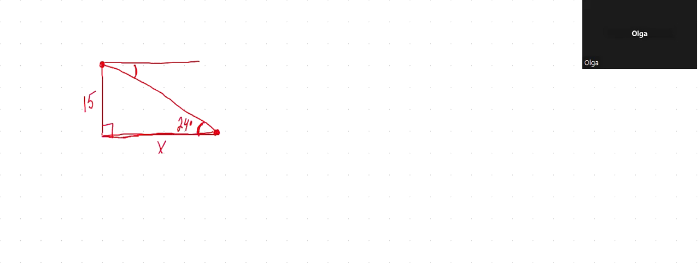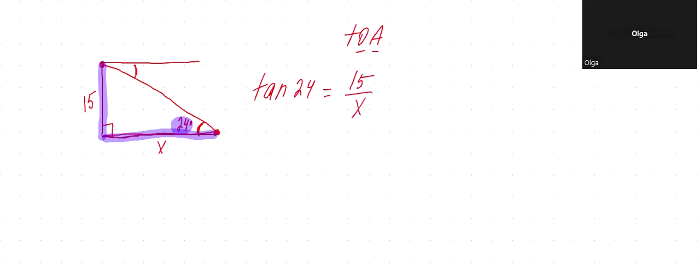So for this angle, what is given? We have the adjacent leg and the opposite leg. Remember, that is for tangent. So tangent of 24; the angle always goes inside. Tangent is opposite over adjacent. So here we go, you can set it as a proportion, and x will be 15 divided by tangent of 24.